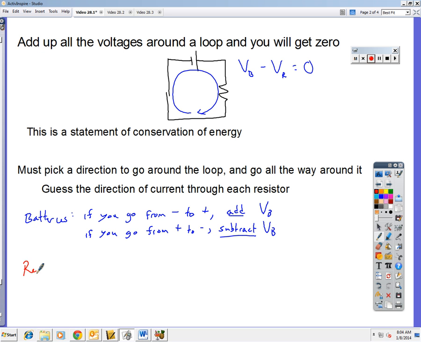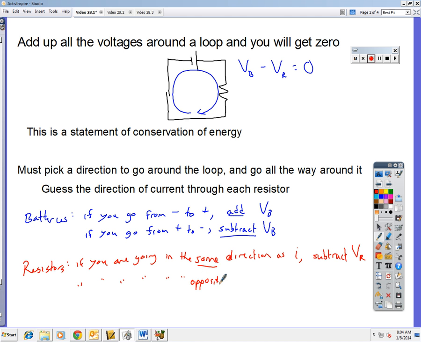For resistors, on the other hand, if when you get to them in the loop you are going in the same direction as the current, then you'll subtract the resistor voltage. And if you're going in the opposite direction as the current, you'll add VR.